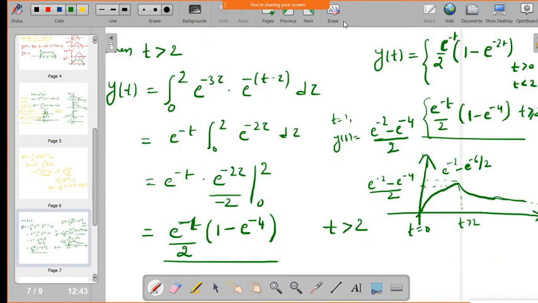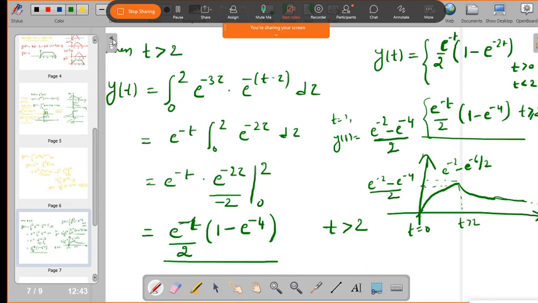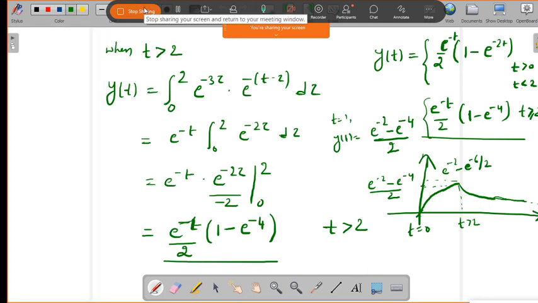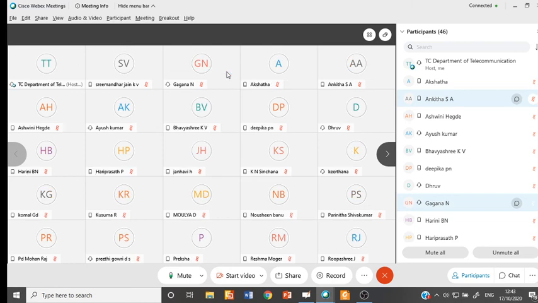Hello? Hello, any doubt in this convolution integral? Akshata? Hello, Akshata?